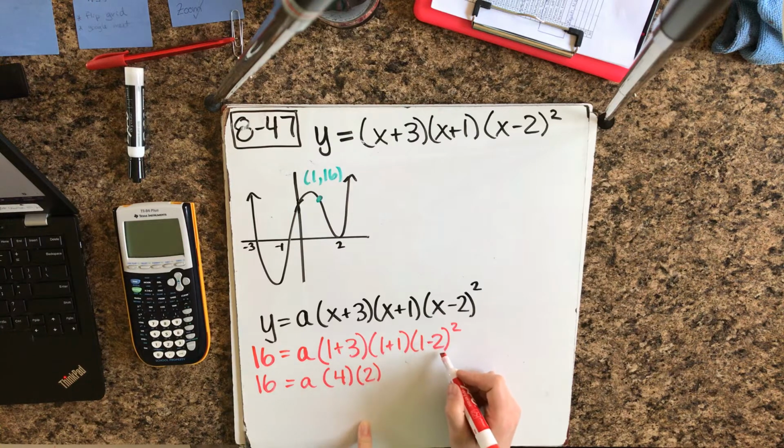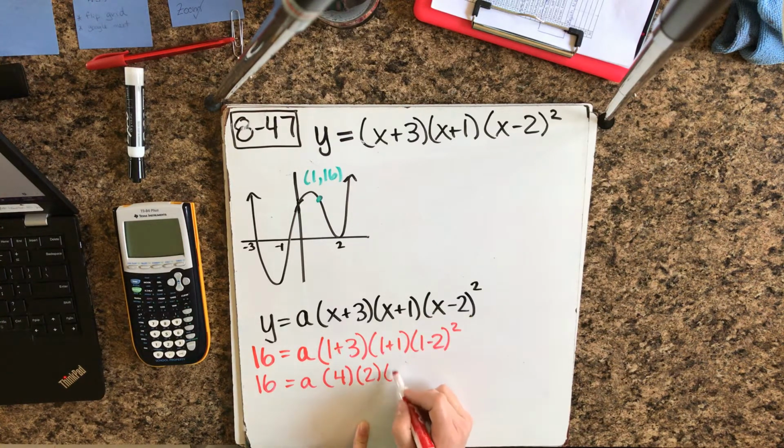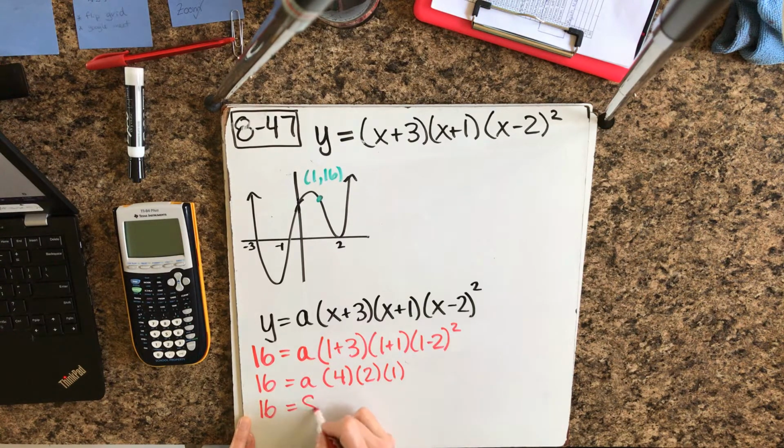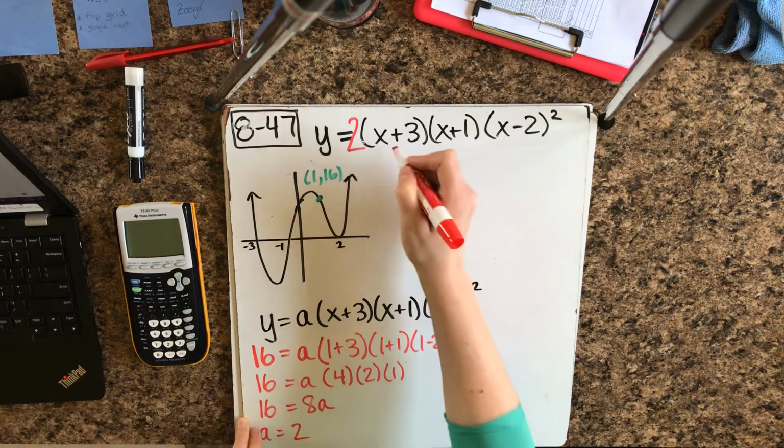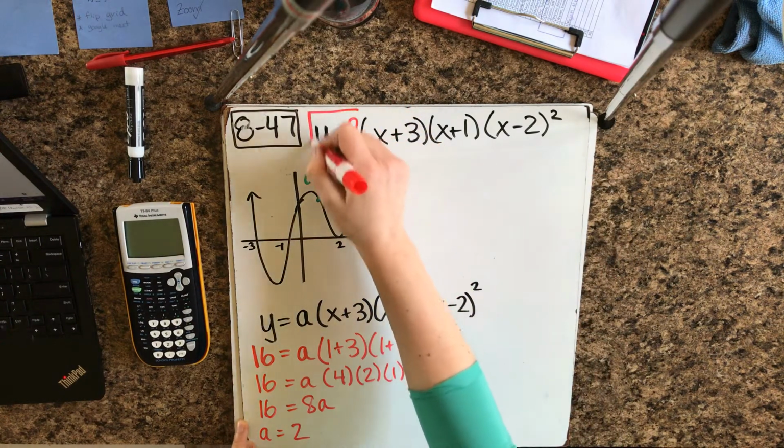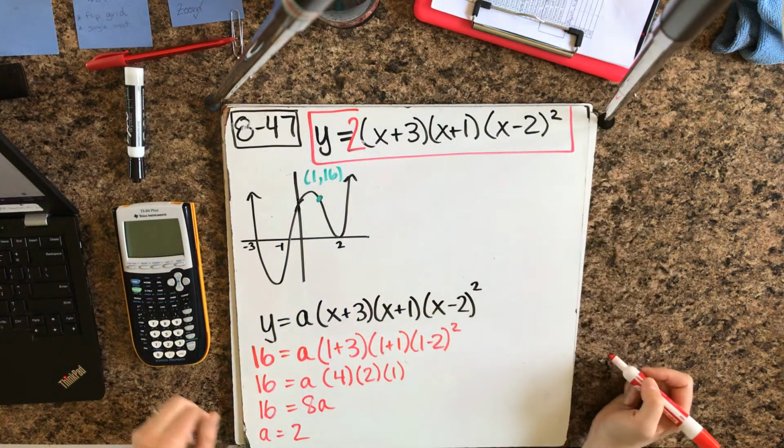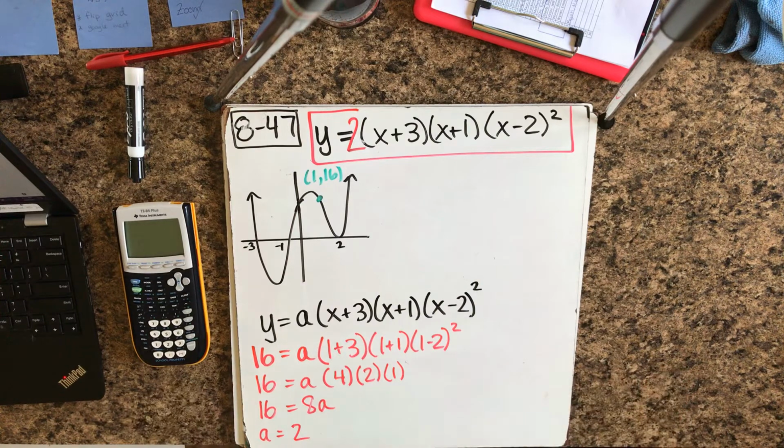1 minus 2 is negative 1. Any number squared is positive, so negative 1 squared, or 1, is positive 1. If I multiply the right side out, I get 8a. What's my a value? 2. So I'm going to go right up to the top, and before I put my other factors in, I'm going to put that 2, and that just tells me that the stretch factor is 2.